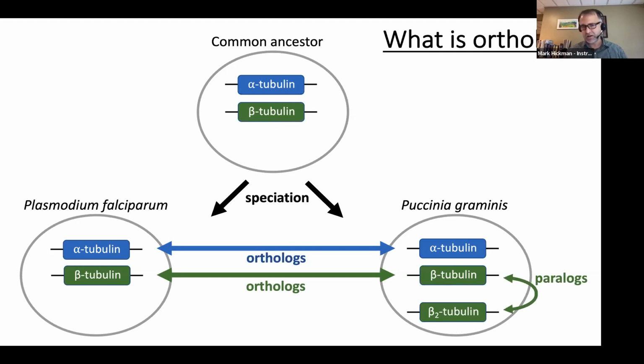And why are they paralogs? It's because they arose through a gene duplication event within Puccinia or some related species after the entire speciation events that led to alpha versus beta tubulin. So a gene duplication resulted in beta tubulin, beta 2 tubulin. And beta 2 tubulin is very similar to beta tubulin.